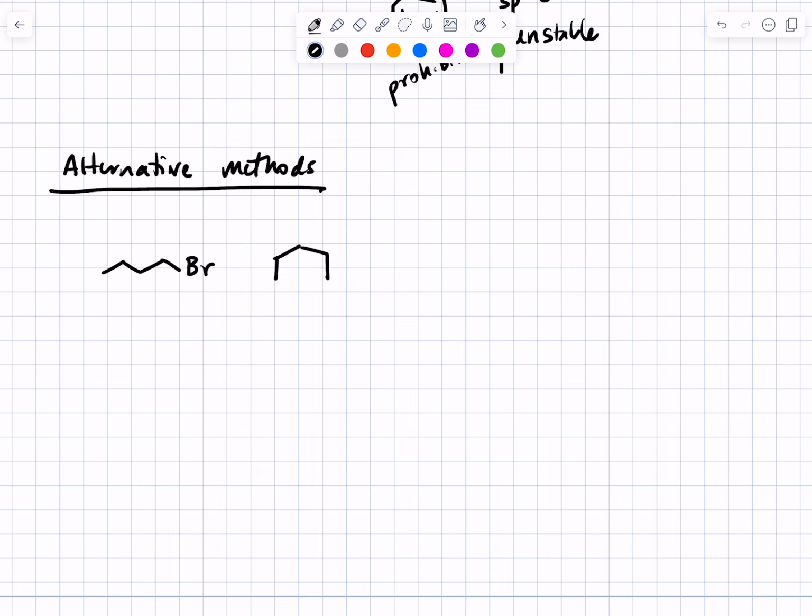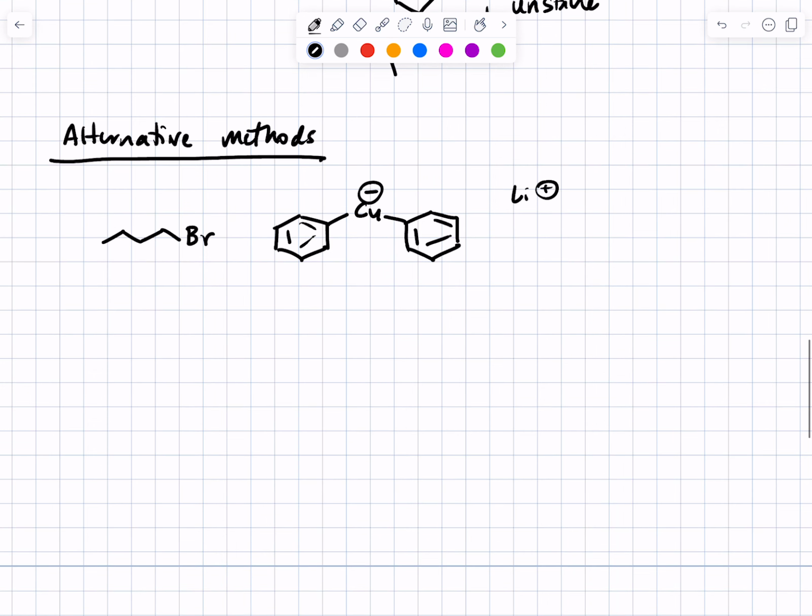And this time it's going to be a benzene ring cuprate. So cuprates have two R groups attached to the benzene ring. The copper is in the +1 oxidation state. It's got a negative charge on it when it's bonded to two things, and lithium's the counter ion. We're going to have more to say later on about this reagent.